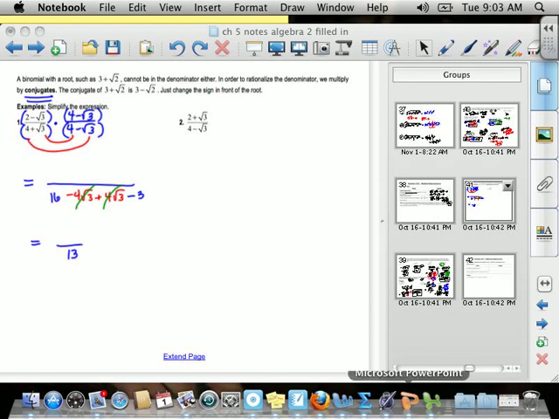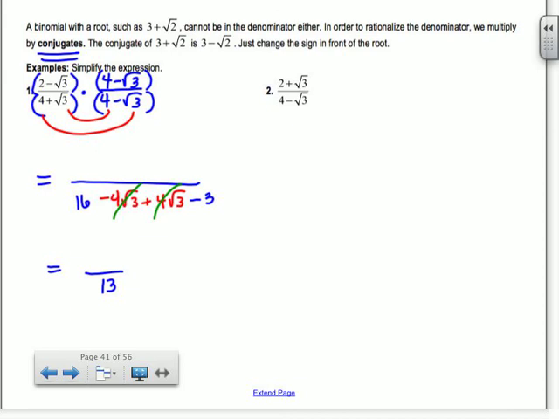All right, so on the top of the first one, when you FOIL, you get 2 times 4, so 8. Outer is minus 2 root 3, inner is minus 4 root 3. And then last is plus root 3 times root 3, so 3. So you combine, you get 11 minus 6 root 3 all over 13. You can leave it like that.